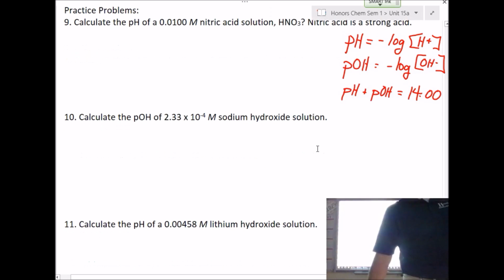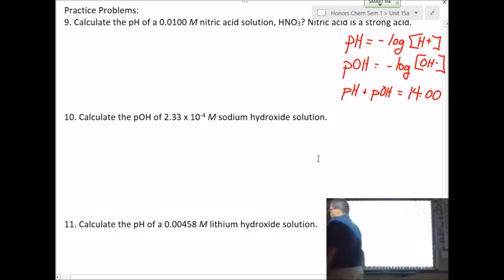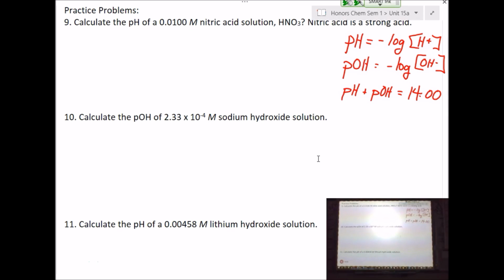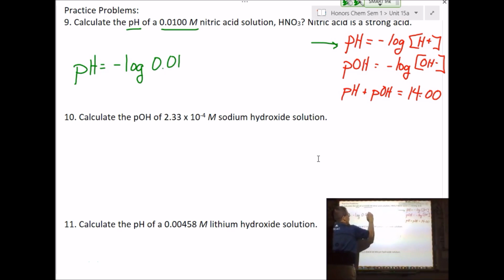All right, so let's look at this first one, number 9. Number 9 says, calculate the pH of a 0.01 molar nitric acid solution. And it says that nitric acid is a strong acid. For what we're doing in here, all of the acids and all the bases will be strong. Okay, so we'll be using this technique. So if I'm looking for the pH, and I'm given that concentration, should I use this equation here? Yeah. So pH is equal to negative log of what I have there, 0.01.